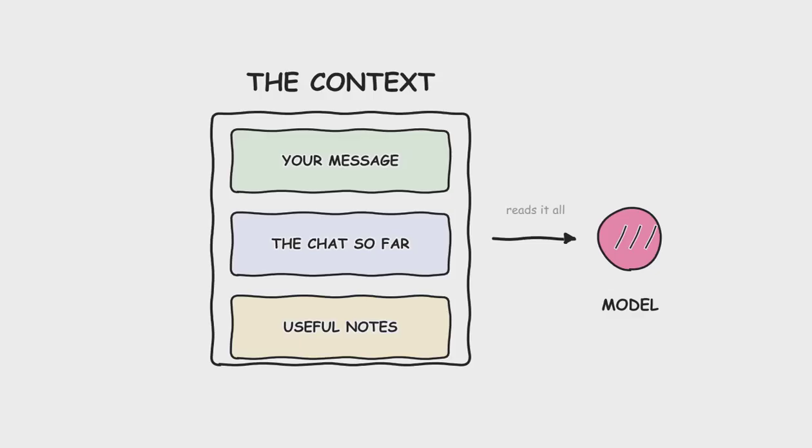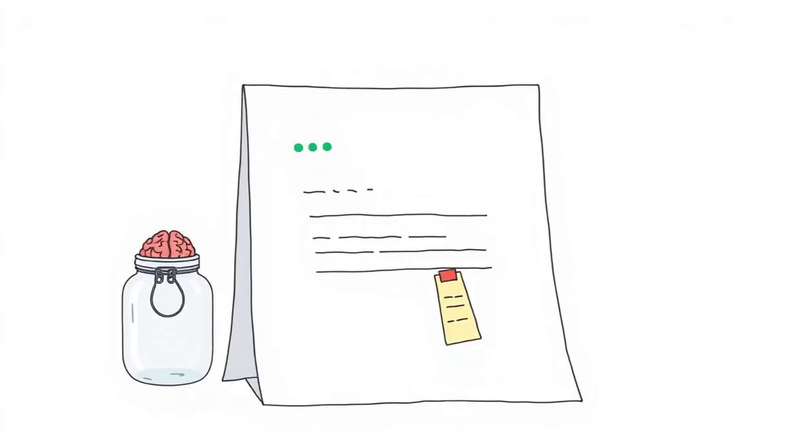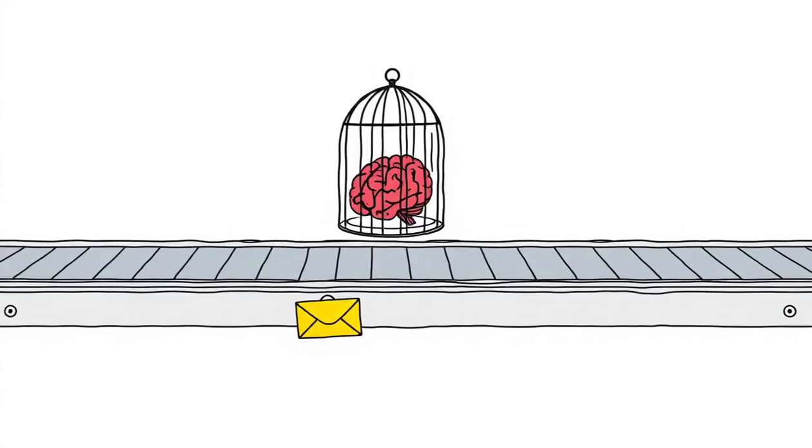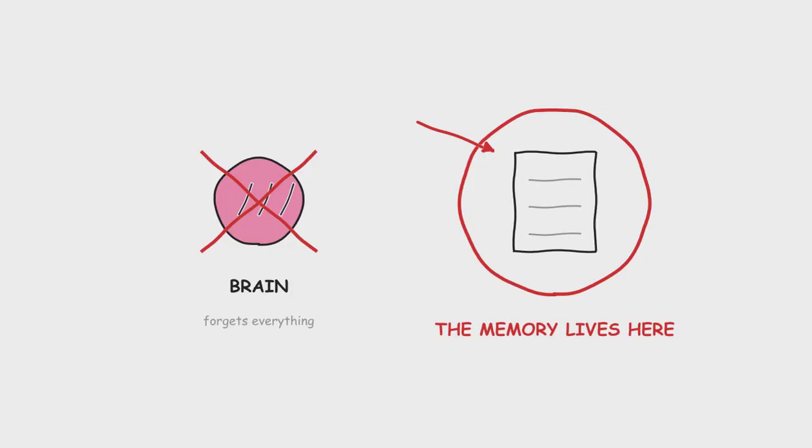Every time the model is about to write, someone hands it one big letter. That letter is called the context. Inside the letter is everything the model gets to know: your newest message, the whole chat so far, and any useful notes. The model reads the entire letter from the top, writes its answer at the bottom, and then again, forgets everything. Next turn, a new letter arrives with one more exchange added. The model rereads it all and answers again. That is chatting. So the memory never lives in the brain. It lives in the letter.